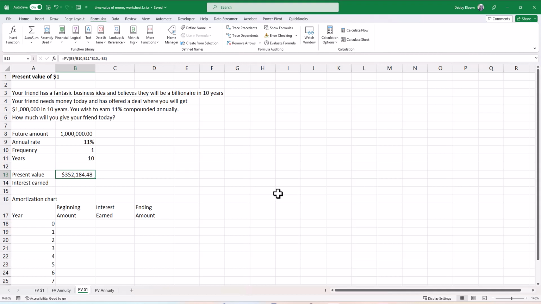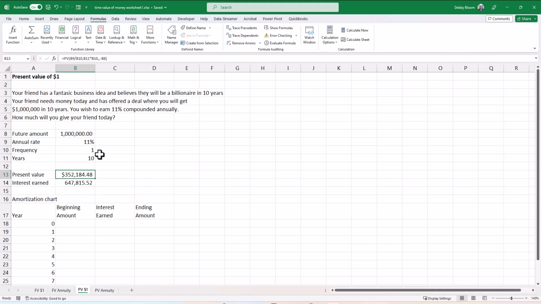And how much interest have you earned? Well, you gave your friend $352,000, you got back $1 million. So the interest is the difference between those two numbers. So in the interest earned, cell B14, I'm going to click on B8, the future amount, and subtract B13, the present value, and you will have earned $647,000 in interest.